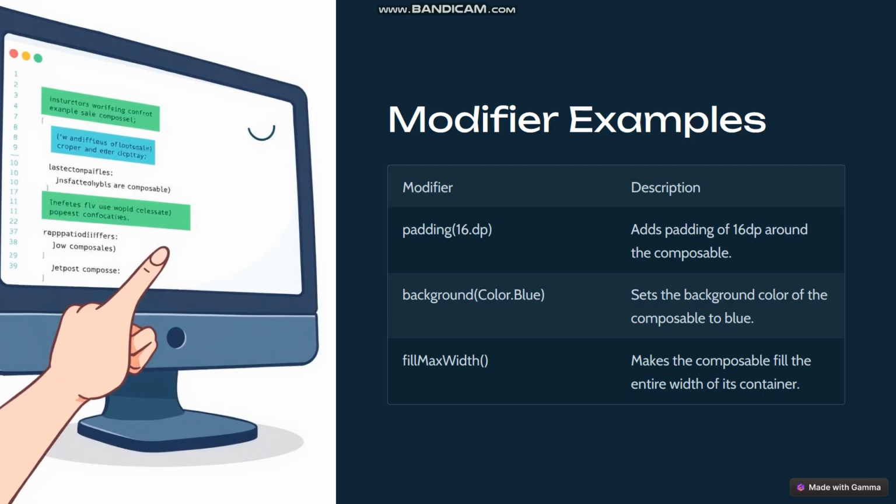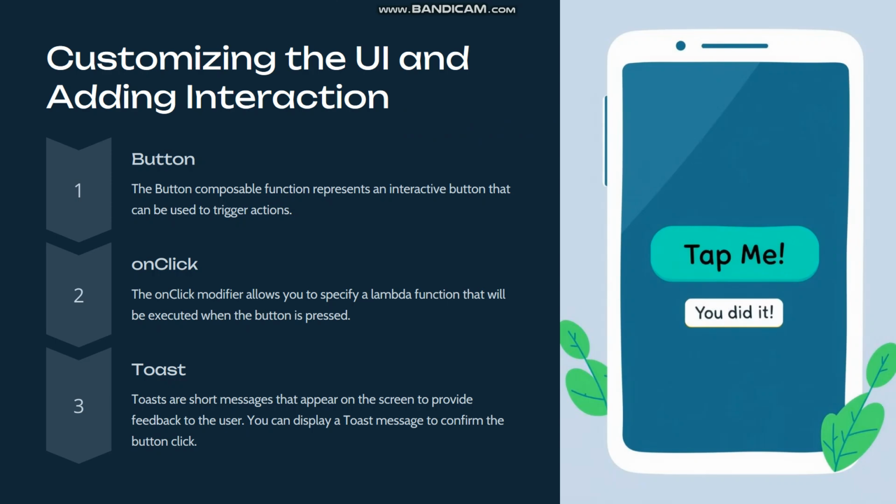Modifier examples: padding(16.dp) adds padding of 16 dp around the composable. background(Color.Blue) sets the background color of the composable to blue. fillMaxWidth makes the composable fill the entire width of its container. Customizing the UI and adding interaction.